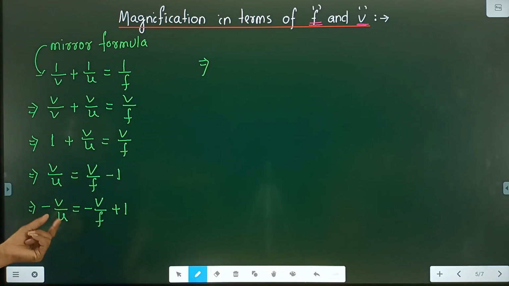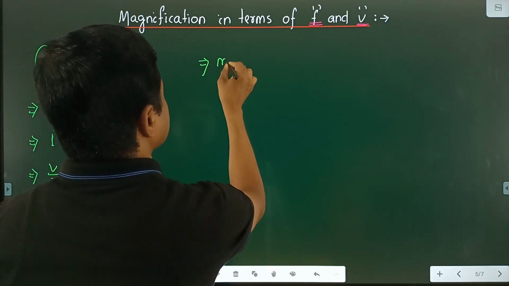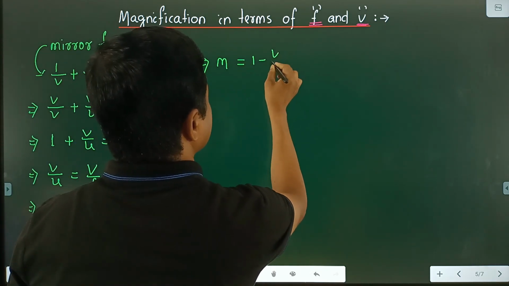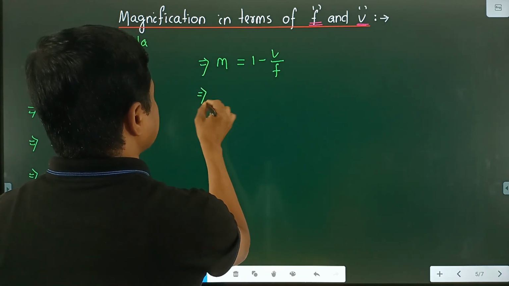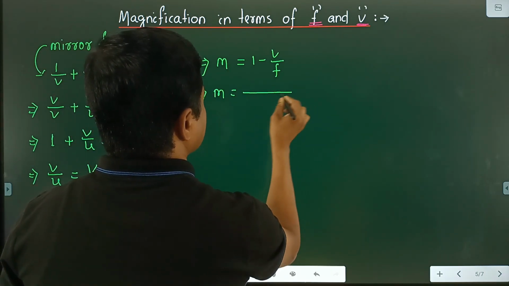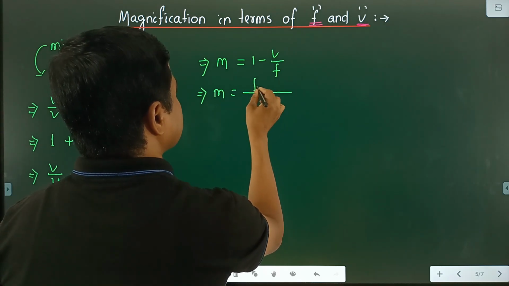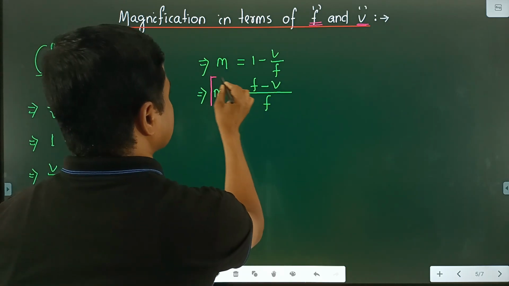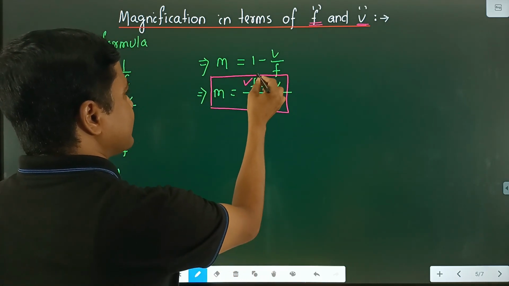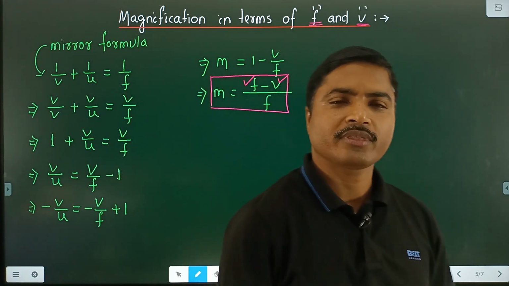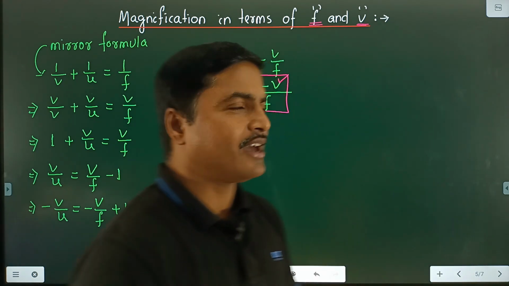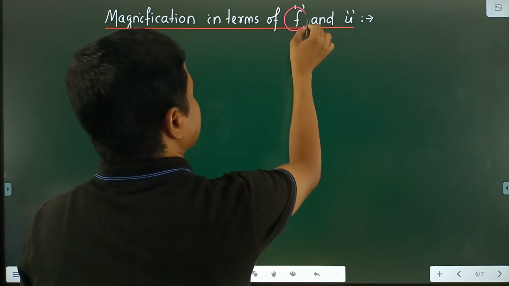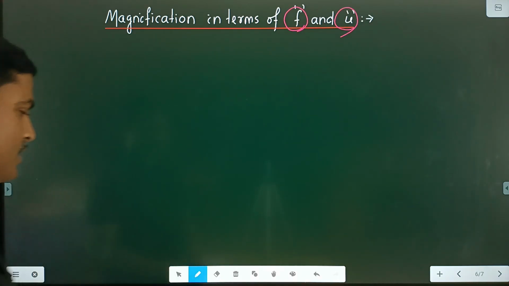In place of minus V by U we put magnification M is equal to 1 minus V divided by F. That implies finally we write M is equal to F divided by F minus V, and this is the expression for magnification in terms of focal length and image distance. Clear? Similarly, we will derive the expression for magnification in terms of focal length and object distance. Clear?